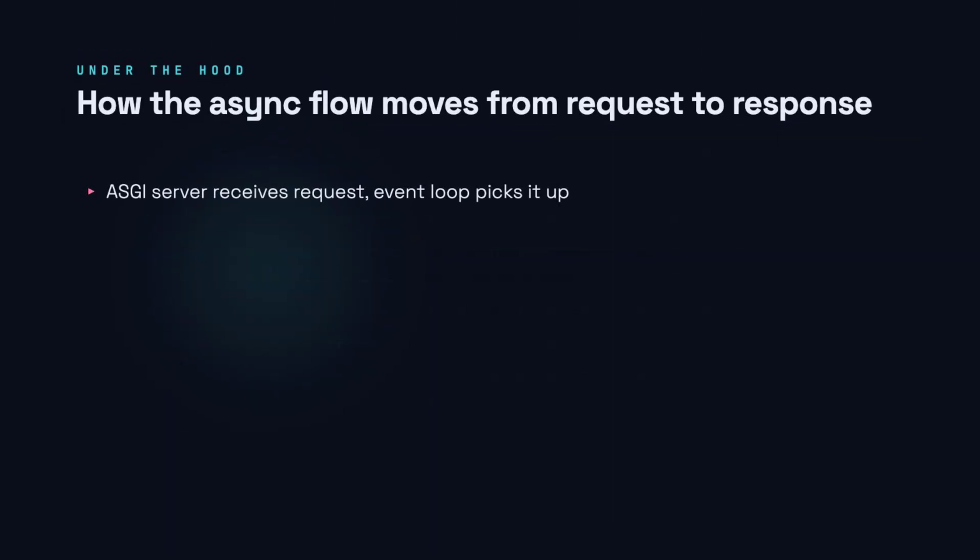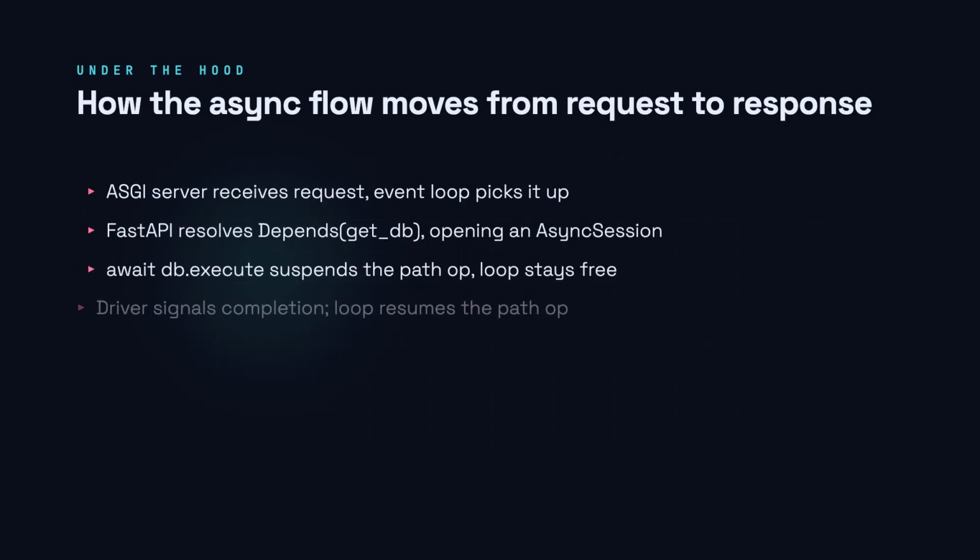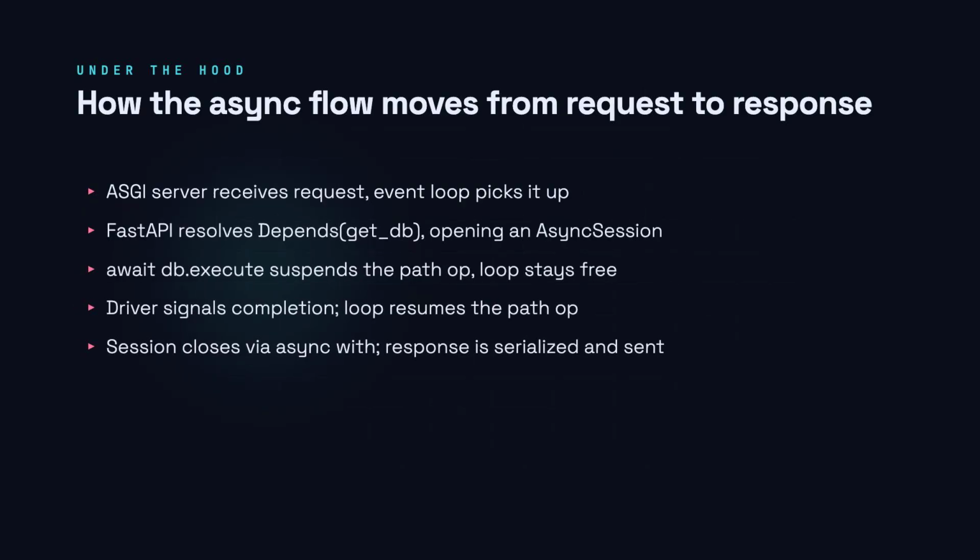When a request arrives, the ASGI server hands it to the event loop. FastAPI resolves the get_db dependency, opening an async session. The moment your code hits await db.execute, the path operation is suspended. It is paused on the event loop schedule, and the loop is immediately free to handle other requests. When the database driver signals that the query is done, the loop resumes your function, the session closes automatically via the async with context manager, and FastAPI serializes the return value into a JSON response.